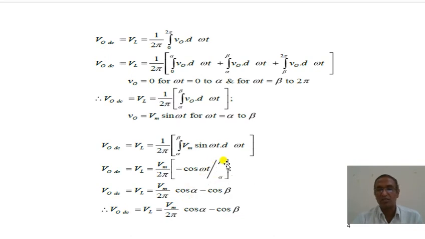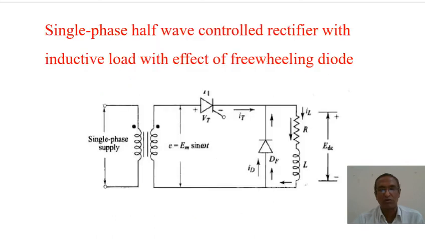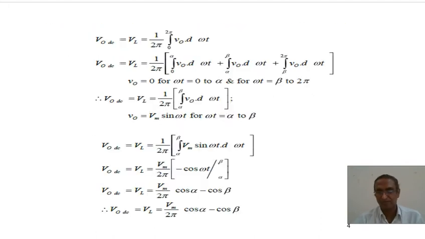So when I apply the upper limit as well as the lower limit, this equation becomes minus of cos beta plus cos alpha. Then I can write this as cos alpha minus cos beta. Similarly, I can write the equation of V average of d as Vm by 2 pi into cos alpha minus cos beta. This is the equation I am going to get. This is the average load voltage equation when I connect an inductance and a resistor as the load.